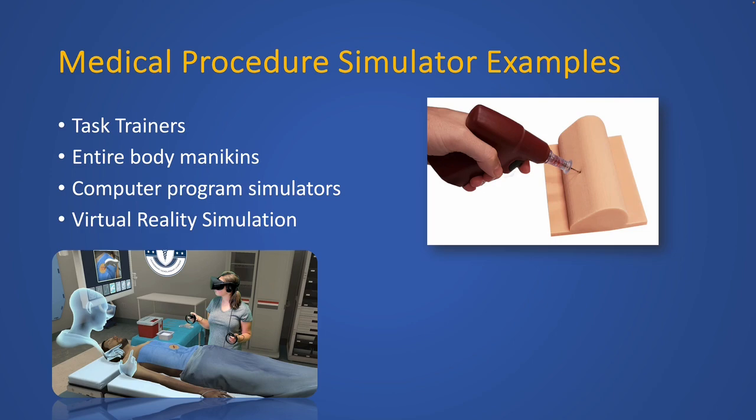Next is our entire body mannequin. This can be low or high fidelity again, and it really just depends on the physiologic response. Some mannequins only look like humans and articulate at the joints, where others may move, breathe, and even bleed.